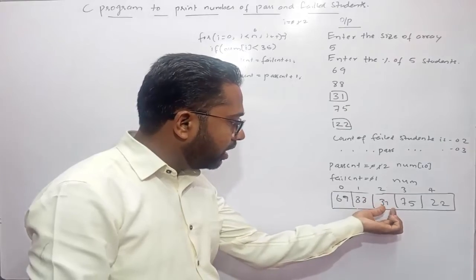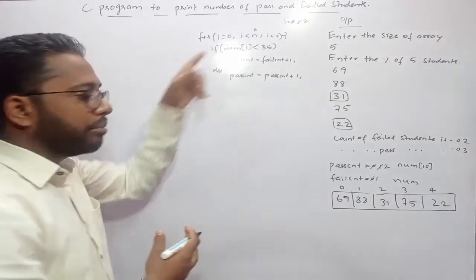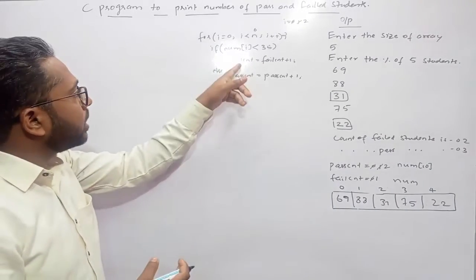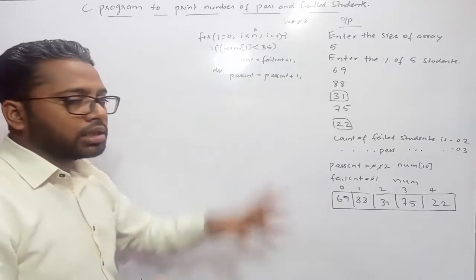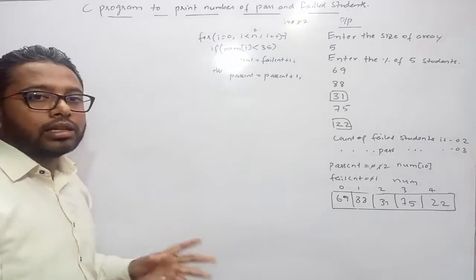Like this, with each and every iteration, i value gets incremented, and with that value of i, the corresponding array item gets accessed and comparison gets made here. If that value becomes lesser than 35, then fail count gets incremented, otherwise pass count gets incremented. Okay, so this is a simple logic, and we will apply this logic to write the C program.